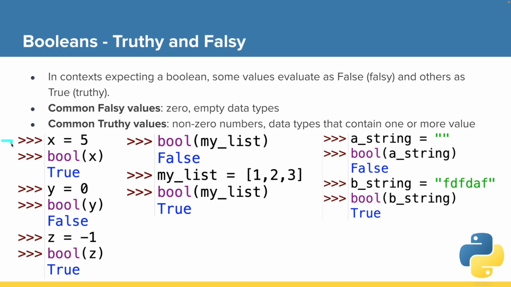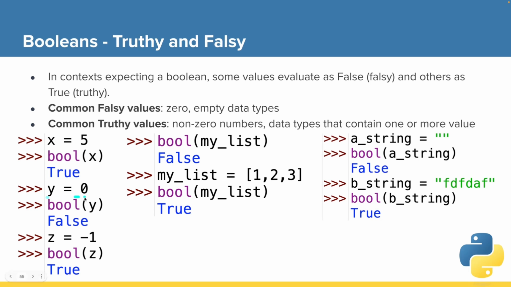Starting over here on the left, if we assign x to the value of 5, and we use this nifty bool method to evaluate x, that is true. That is because it is a non-zero number. 5 is a non-zero number. So Python sees that as true if it needs to evaluate it in a Boolean case, which, as I said, there are some instances where that does come into play, and we'll see those later.